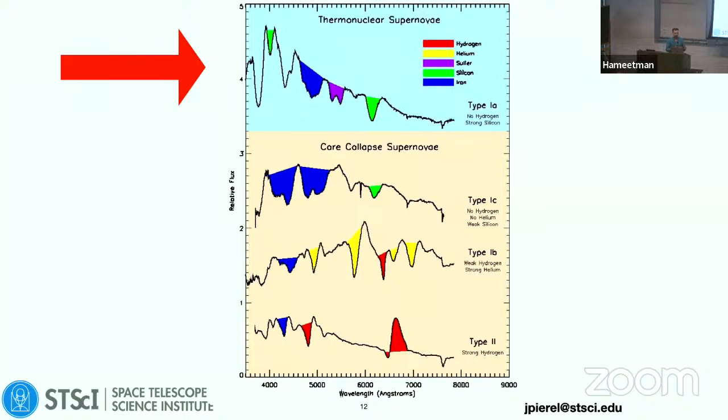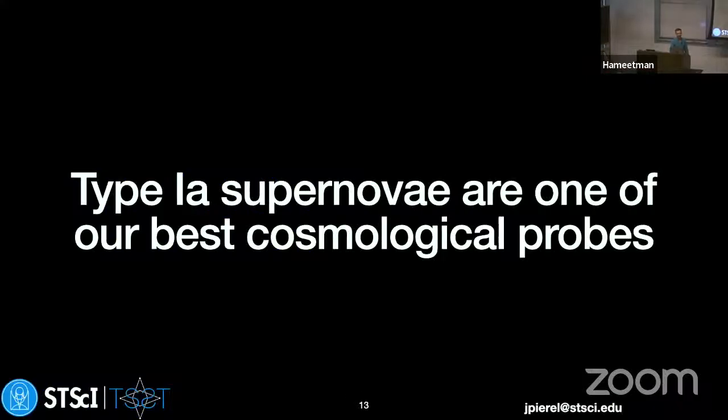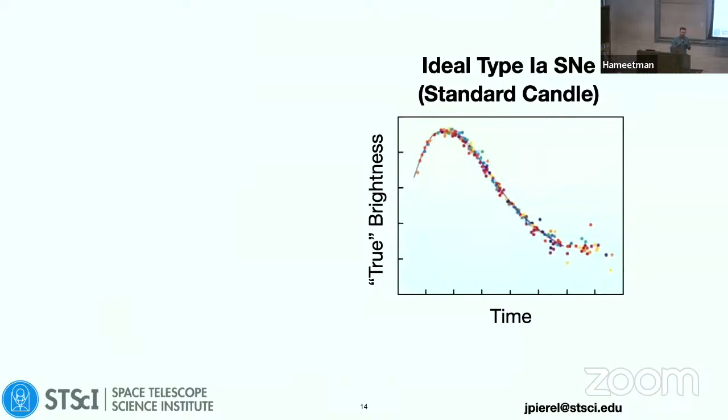The reason that Type Ia supernovae are very well studied is because they are one of our best cosmological probes. The way that these are normally used is as what we call standard candles. This is what you'd imagine a standard candle would look like: if you took a bunch of Type Ia supernovae at a variety of distances, imagine each of the colored points corresponds to a supernova at a different distance. Once you correct for that distance, they have the same intrinsic light curve shape. They're the same brightness, they behave the same. That's what a standard candle looks like.